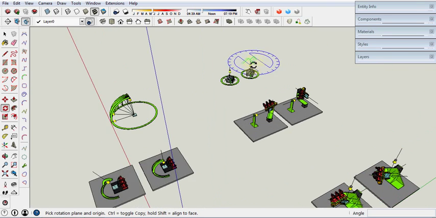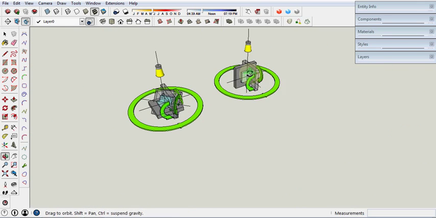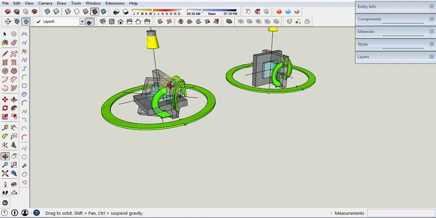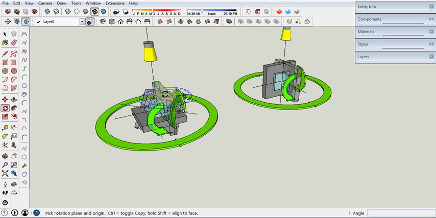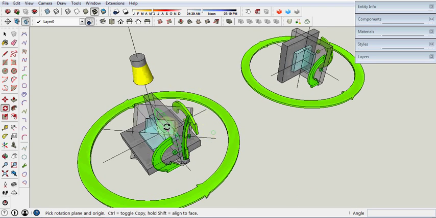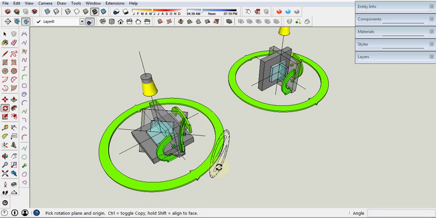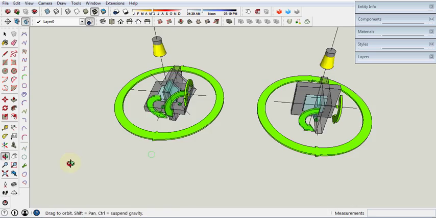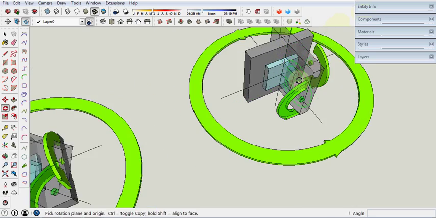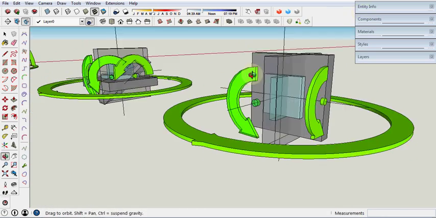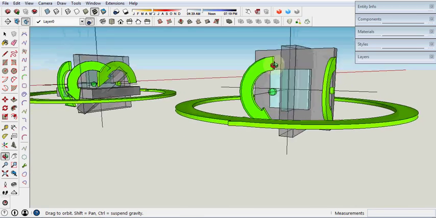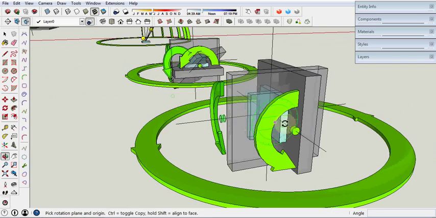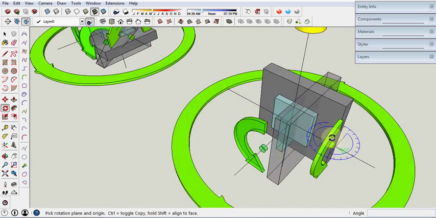I kind of illustrated here the first proposed configuration with a 360-degree rotation along the z-axis and 90-degree or 180-degree tilt along one or the other axis.